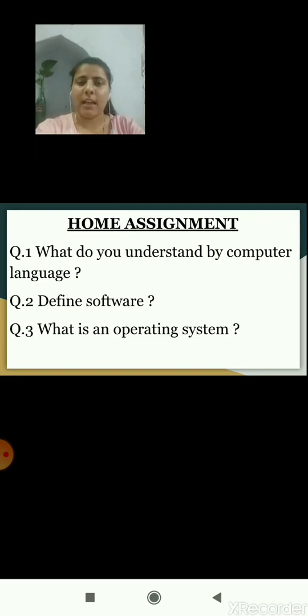Children, now I am giving you home assignment. Please complete this home assignment in your rough notebook. First question is, what do you understand by computer language? Second question, define software. Third question, what is an operating system?